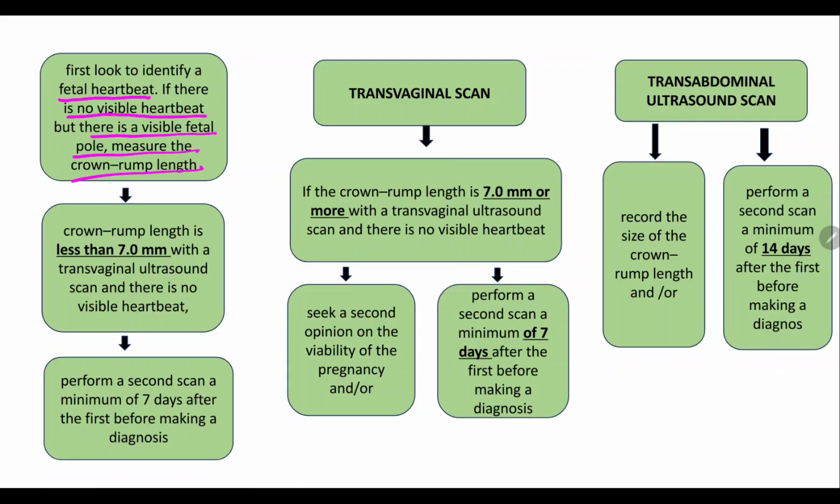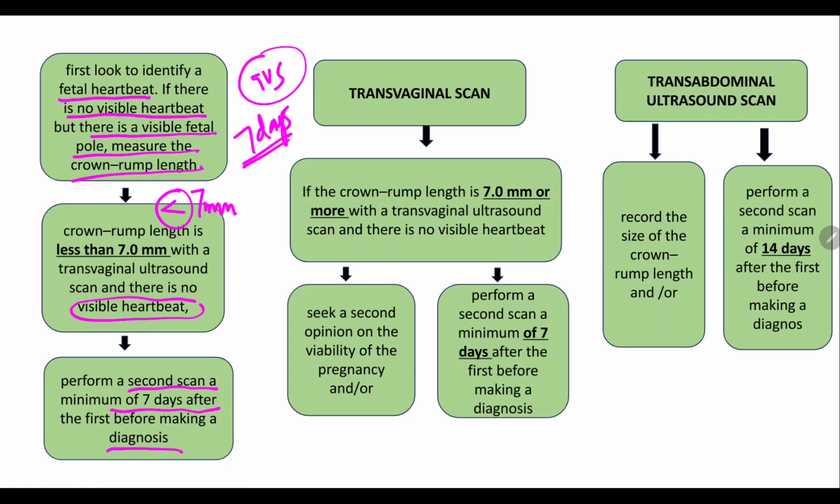This is our priority. So if the crown rump length is less than 7 mm, pay attention to this, less than 7 mm, with a transvaginal ultrasound scan and there is no visible heartbeat, then we can perform a second scan after 7 days before making a diagnosis. So whenever you are doing a transvaginal scan, the next follow-up scan you have to do after 7 days. This is when the CRL is less than 7 mm.